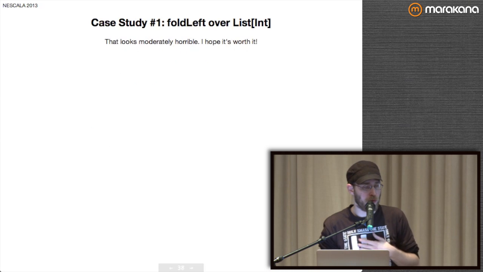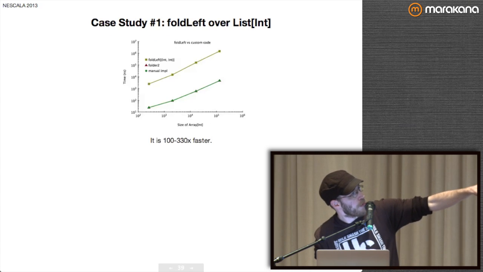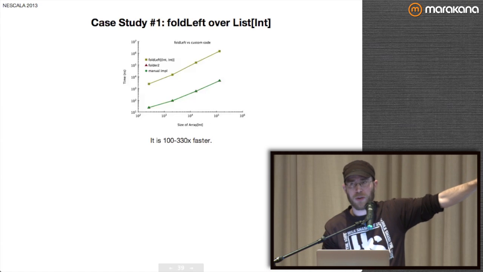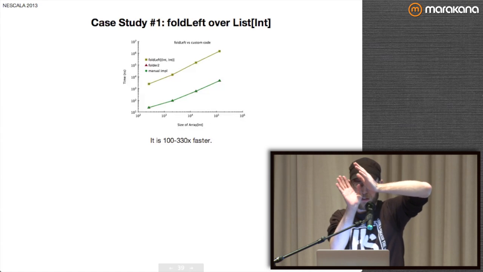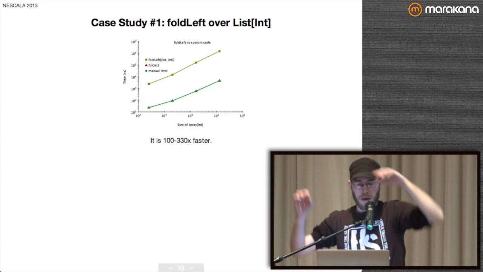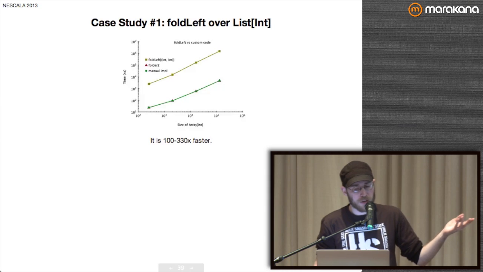It looks moderately horrible. Is it worth it? And the answer is yes. These are logarithmic scale, so if you see a fixed difference between those, that's actually the graphs going off like a multiplier effect. But I just wanted to make it visible. So it's 100 to 330 times faster.